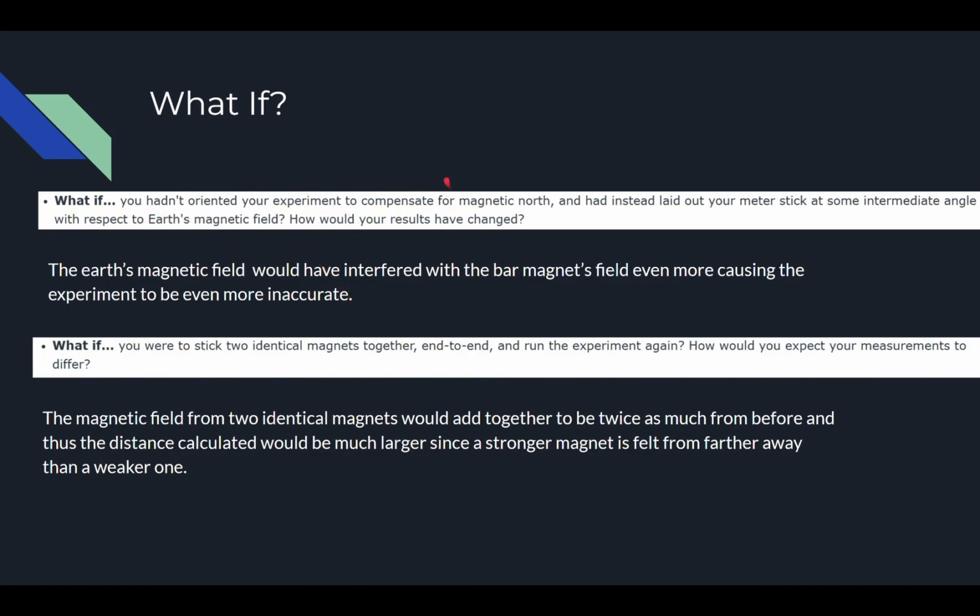So if we had oriented our experiment not to calculate for the Earth's magnetic field, it would end up interfering with the bar magnet even more than it already did, which would make the experiment even more inaccurate. And if we were to stick two identical magnets together end to end, it would actually double the magnetic field, which means our distance would be much larger because a stronger magnet can be felt from farther away. And that is all.